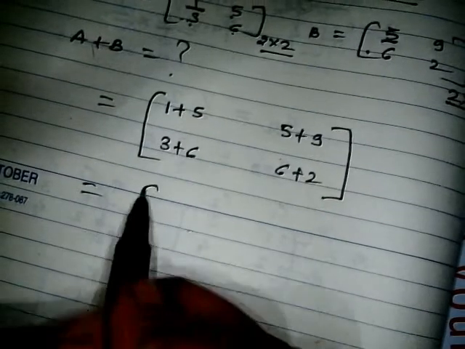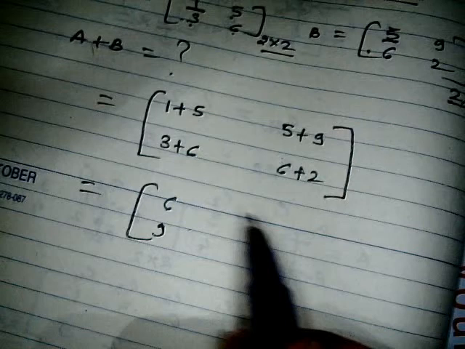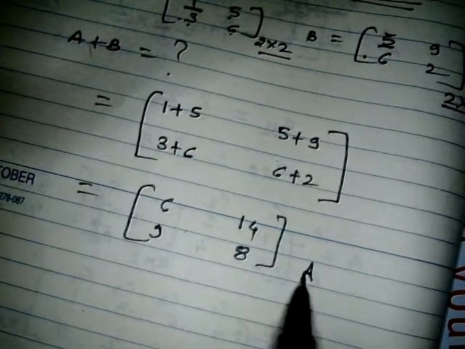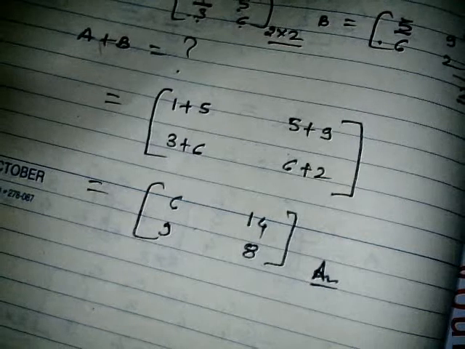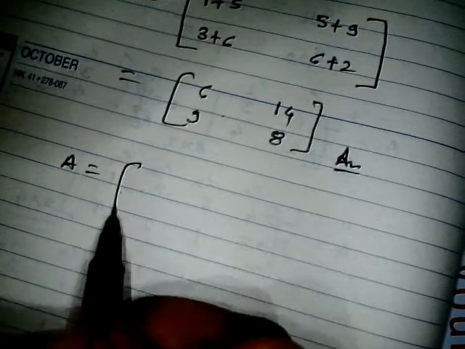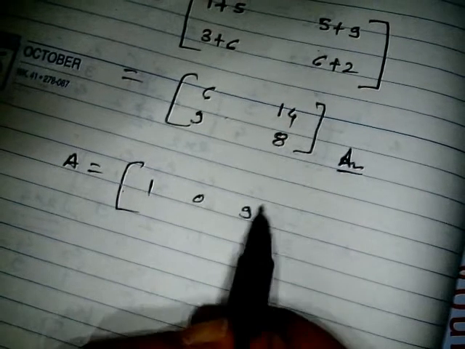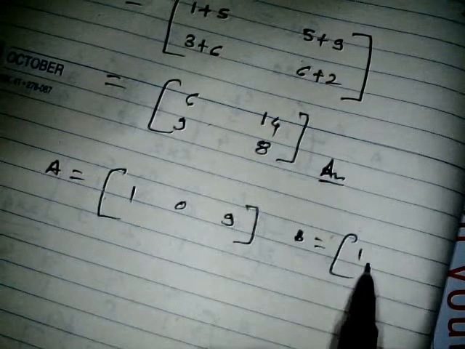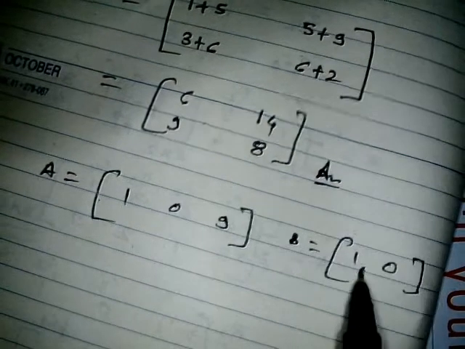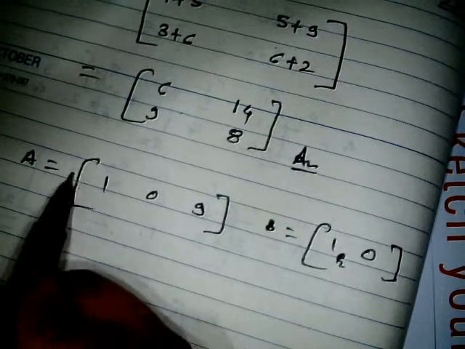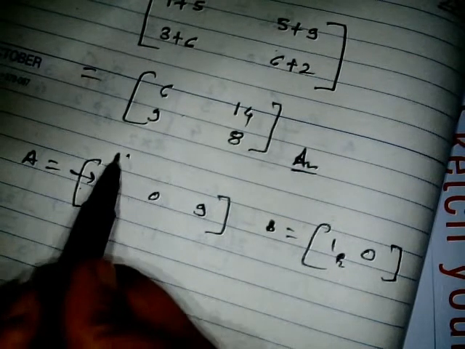Now suppose for example A is given as the matrix 1, 0 and 9, and B is given as 1 and 0. Now what is this matrix order? This is one row, columns C1, C2 and C3, so 1 by 3. This is one row, 2 columns, so 1 row and 2 columns.